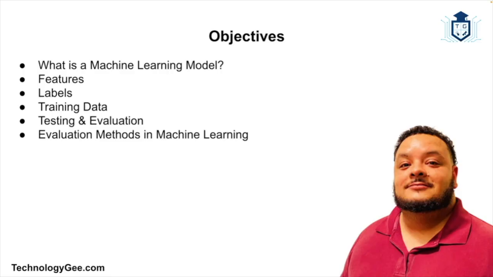In this video, we're going to break it down step by step. We're going to talk about what features and labels are and why they matter, what training data is and how models learn from it, and then how we evaluate if a model is actually doing its job. So I'm going to try to make this as pain-free and practical as possible. So with that being said, let's get into it.